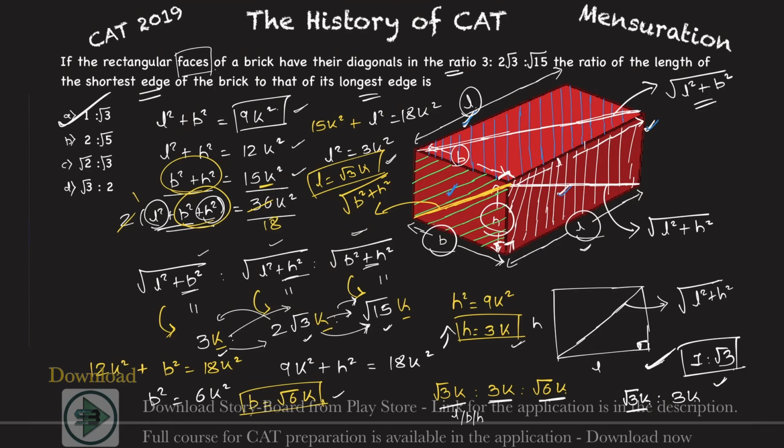So if you keep this concept very clear, it is easier to reach the solution in this case. It was a 3D figure in which we applied a 2D figure. It was a cuboid, but I applied the concept of a rectangle here. I found out the diagonal of a rectangle and reached my solution.